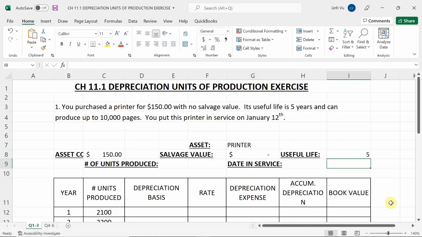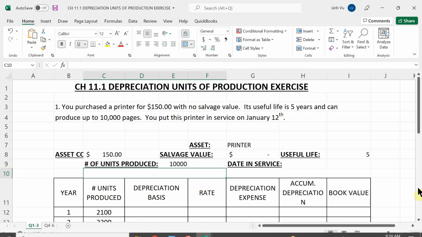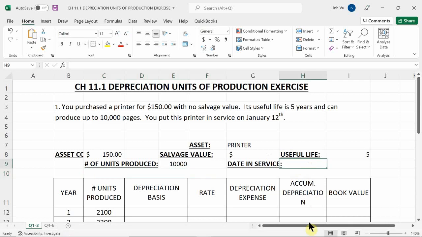5 years. What's the number of units that it can produce? 10,000. Yeah, that's my capacity. It can only produce up to 10,000 pages. And last but not least, when's the date that we placed it into service? January 12th. Okay, so what does that tell me? When am I going to depreciate it? January. We're going to depreciate it starting January.